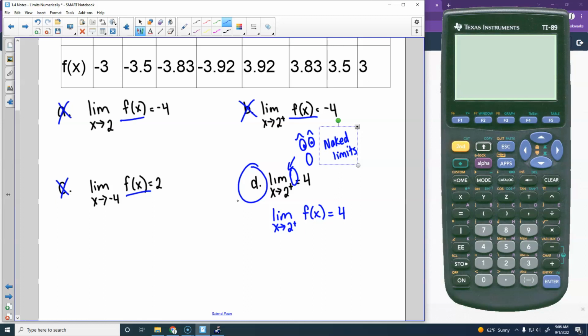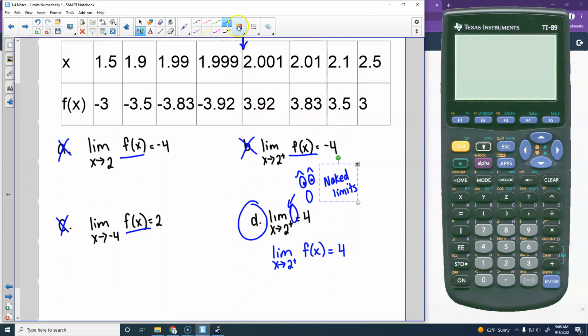That is supported by our evidence. It's also quite possible that this goes to positive infinity. That is a possibility that we have here. But it is possible that it goes to 4. We just don't know given the information, but it is supported. Okay? Questions? Watch out for those naked limits.